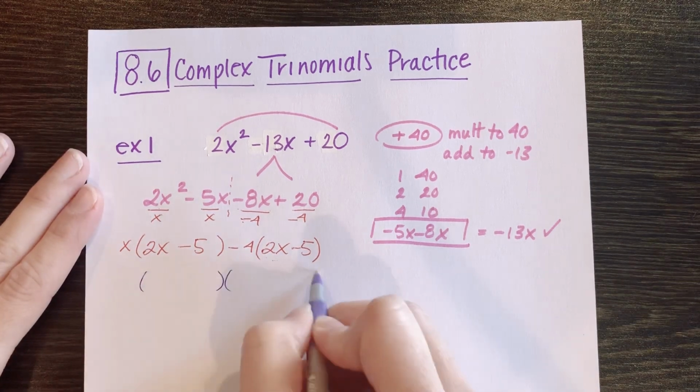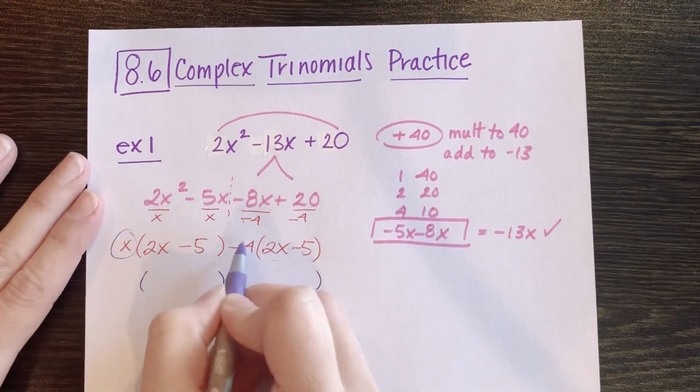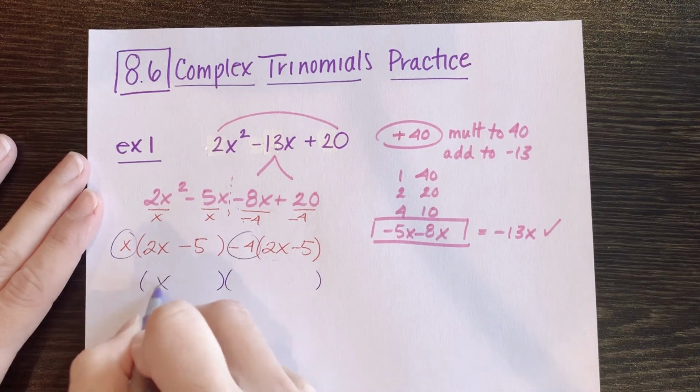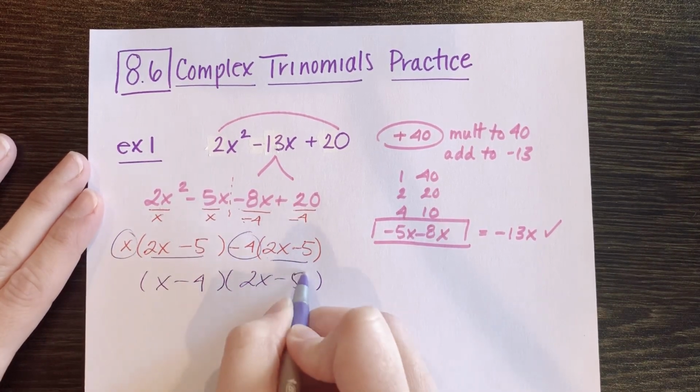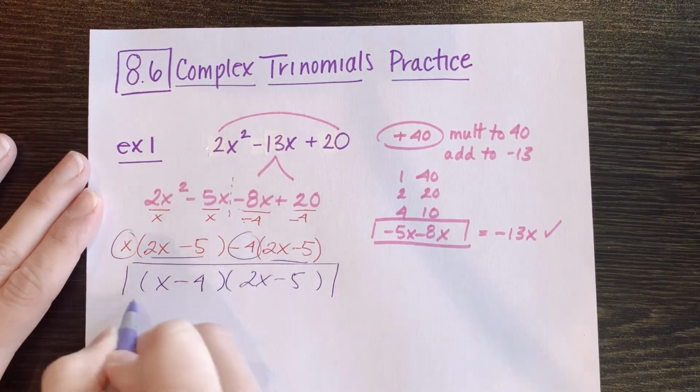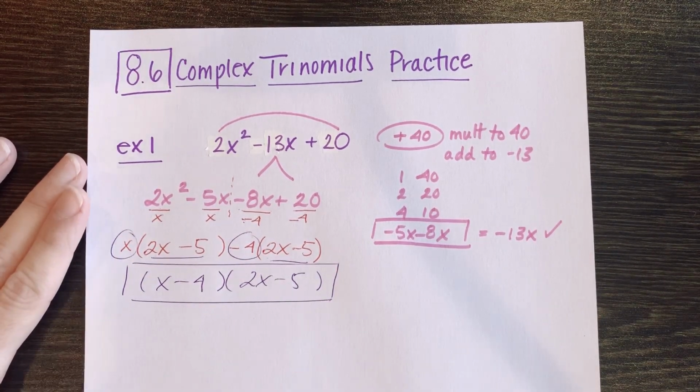So what's my final answer going to look like? I group together my GCFs. I copy down the thing that repeated. And this is my final answer that I'm going to box because I'm getting in that habit.